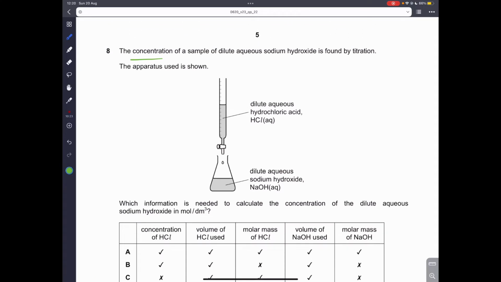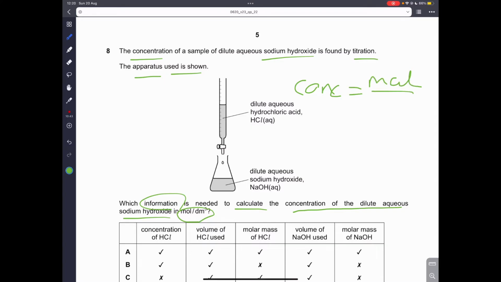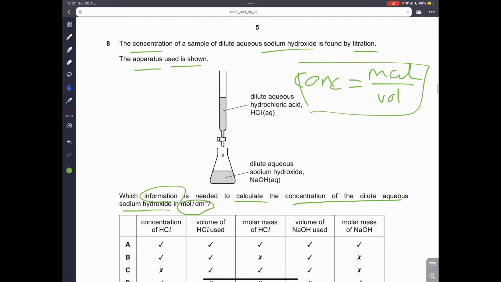The concentration of a sample of dilute sodium hydroxide is found by titration. The apparatus used is shown. Which information is needed to calculate the concentration of dilute aqueous sodium hydroxide in mole per dm cube? So we need to calculate the concentration. Concentration, remember, is equal to number of moles over volume. If you know this equation, you literally just have to find the mole and volume. Now this is a titration type of question.